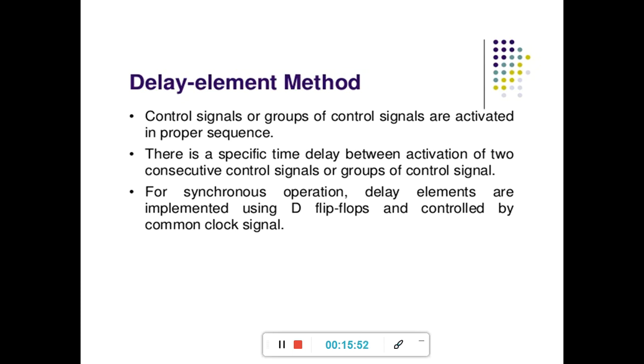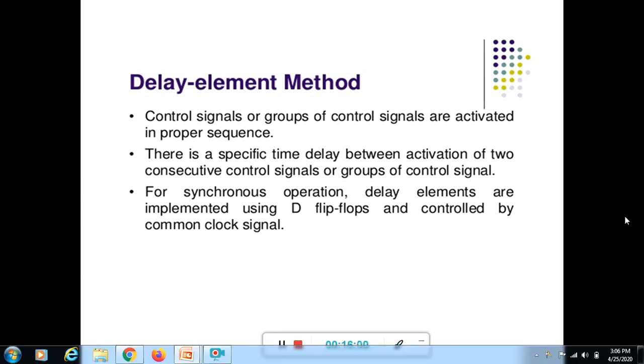And there is some specific delay between activation of 2 consecutive control signals or grouping of control signals. Either you can take n number of control signals or n number of grouping signals, it is not an issue. We can maintain a D flip-flop, then only we can get an appropriate or accurate output from this situation.